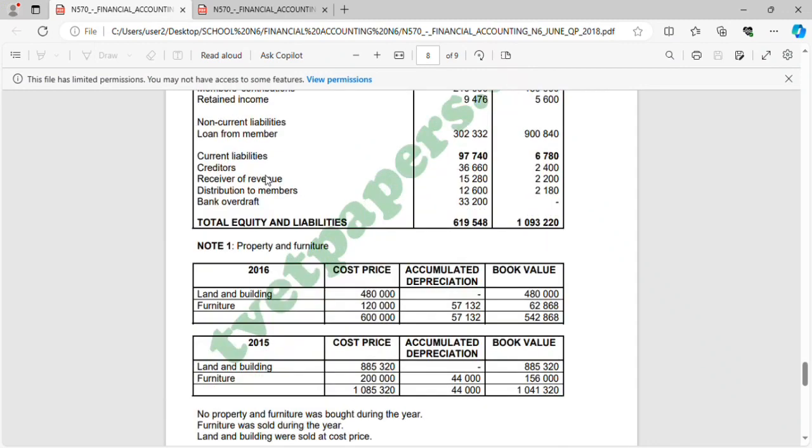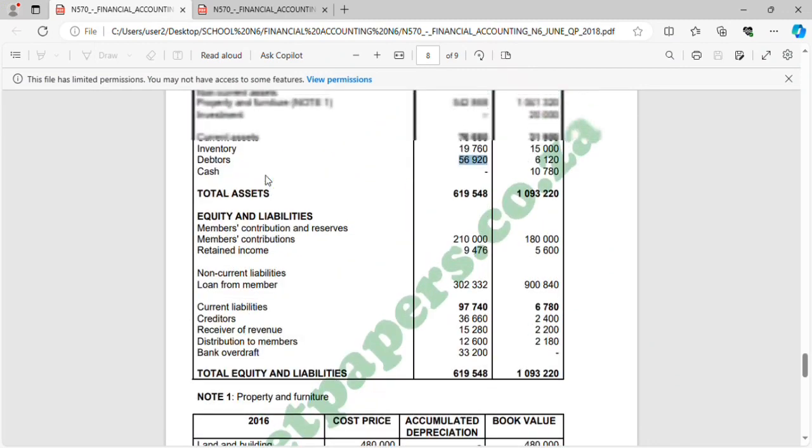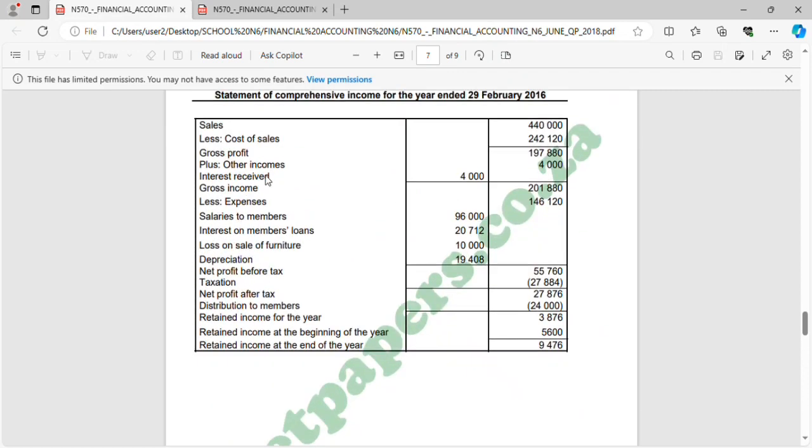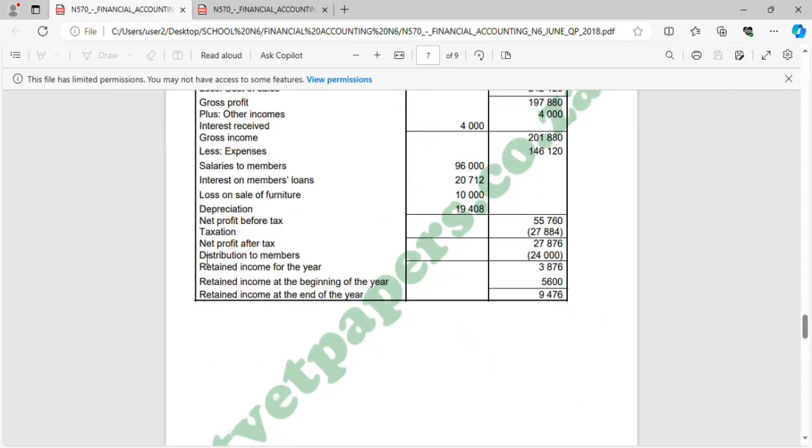Okay, so let's go through the income statements. That's where we are going to find our net profit. Yes, here we have the net profit before taxation. Let me highlight net profit before taxation, with the amount of 55,760. That's the amount that we are going to take as our profit for the year when we are preparing the cash paid to suppliers. 55,760.